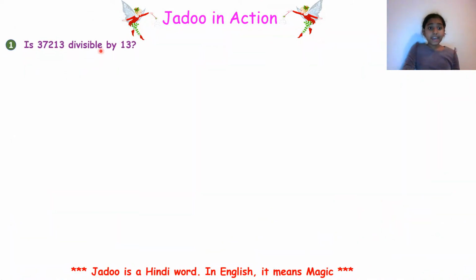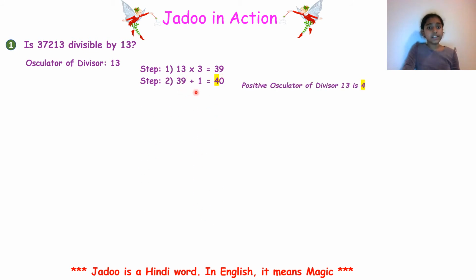First question, is this number divisible by 13? Let's solve this together. As per today's trick, first we need to find the oscillator of the divisor. As per the trick, when the number ends with 3, you need to do times 3. Means 13 times 3 is equal to 39. As per the second step, whenever the number ends with 9, you need to do plus 1 like this. So 39 plus 1 is equal to 40 and our positive oscillator of divisor 13 is 4.